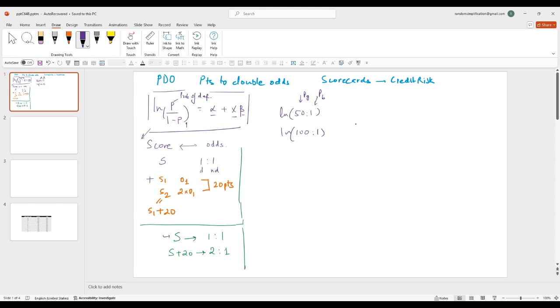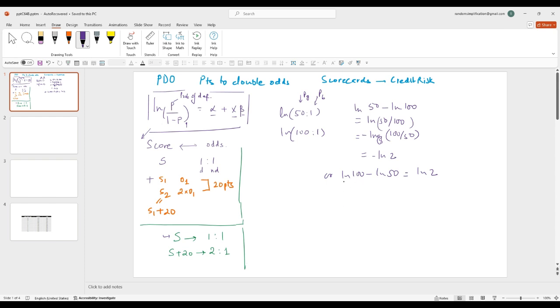You want the difference between the two to be 20 points. So if you take the difference, this will be log of 50 minus log of 100, which is equal to log of 50 by 100, which is equal to minus log of 100 by 50, which is equal to minus log 2. Or in other words, you can say log of 100 minus log of 50 is equal to log 2.